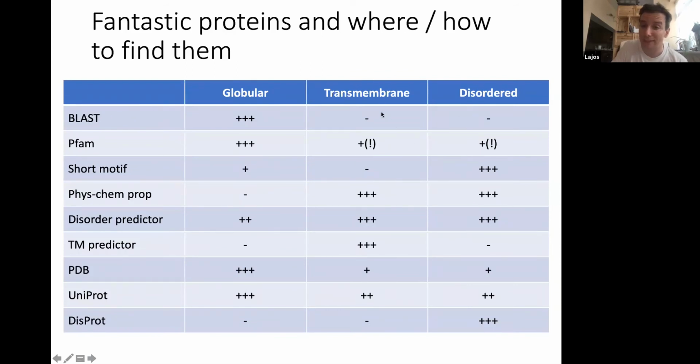And here again, we have extremely good substitution matrices for BLAST and for globular proteins, and we have very bad substitution matrices for transmembrane and disordered proteins.